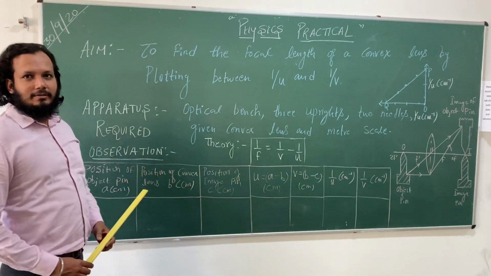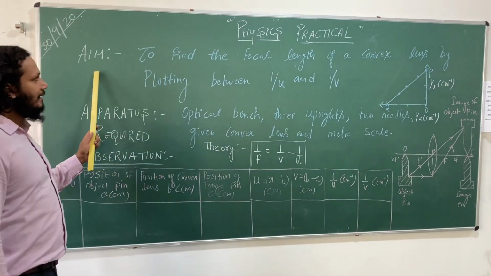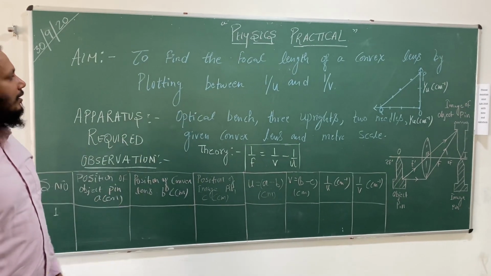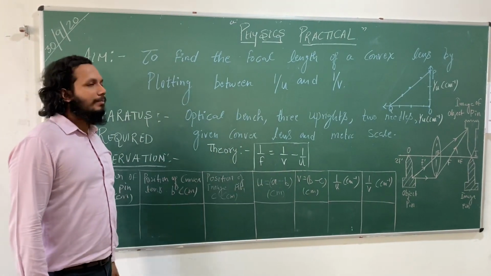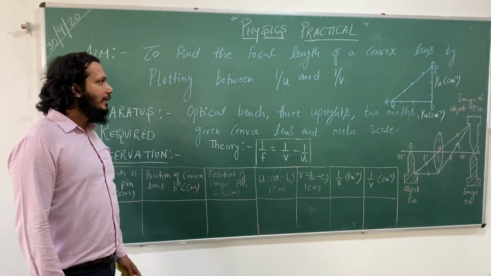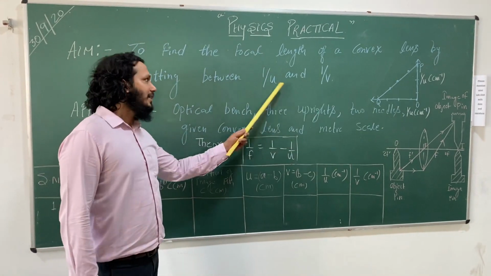Good afternoon class. We are going to proceed with the physics practical, and today the aim of our practical is to find the focal length of a given convex lens by plotting 1 by u and 1 by v. As you have learned in ray optics, we get two types of distances. First is u and second is v. Each has its respective meaning.